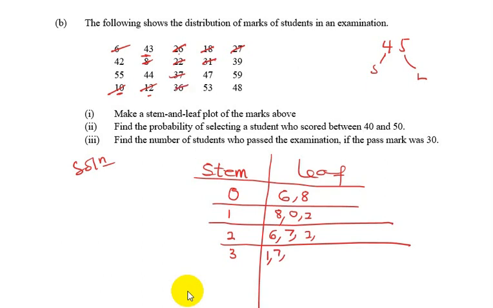Another one is here, 6. Then we go to the 4 column. We have 43 up here, so 4 is here, so we have 3. Now this 42, 4 here, so we have 2.